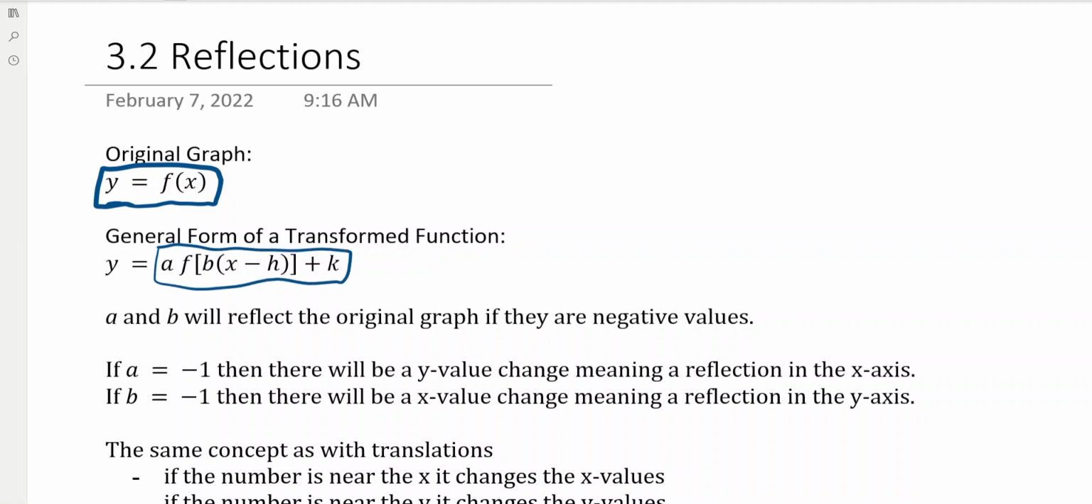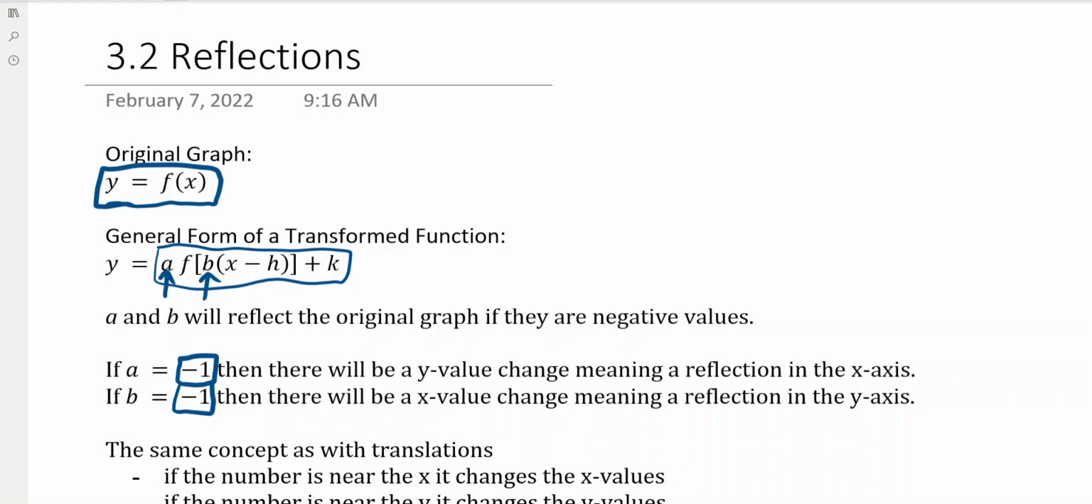Now, specifically with reflections, we're looking at a and b, and we're going to look at those two for stretches as well. But right now, we're just looking at reflections, and reflections are when a is positive or negative, or when b is positive or negative. So if a or b is a negative value, it reflects the graph, the function, over either the y or the x value.